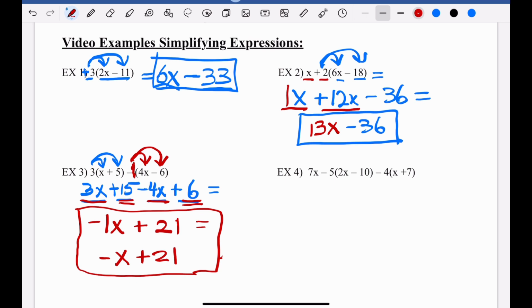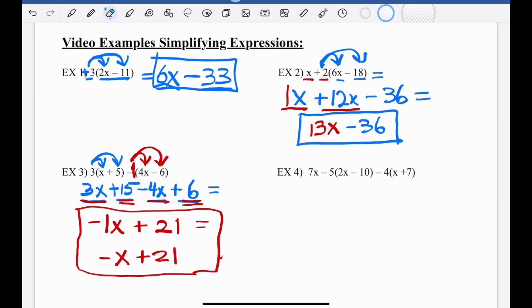All right, look at number 4. Number 4, I've got lots of terms outside of parentheses, so let's see what we've got. I've got a 7x, a negative 5, and a negative 4 outside of the parentheses. Inside parentheses, I have a 2x and a negative 10 here, and an x and a 7 here.